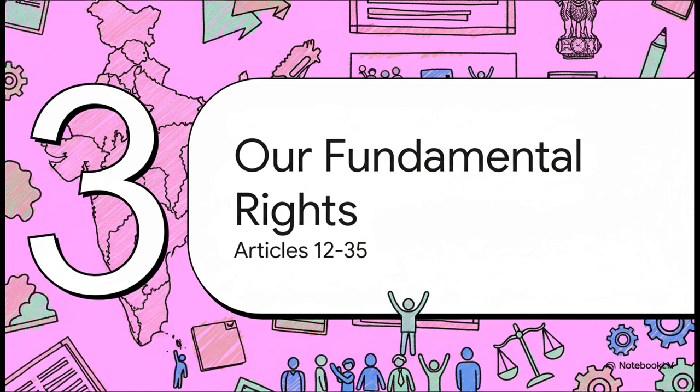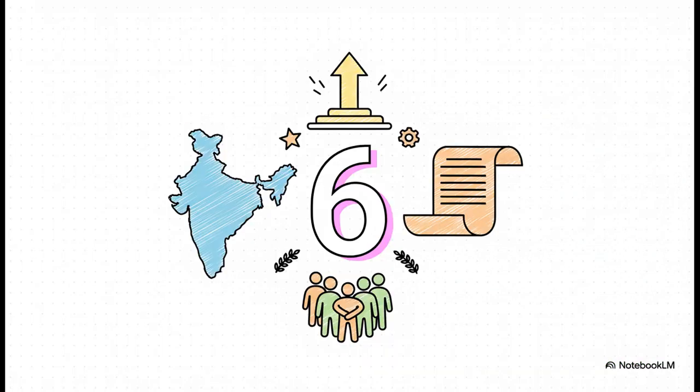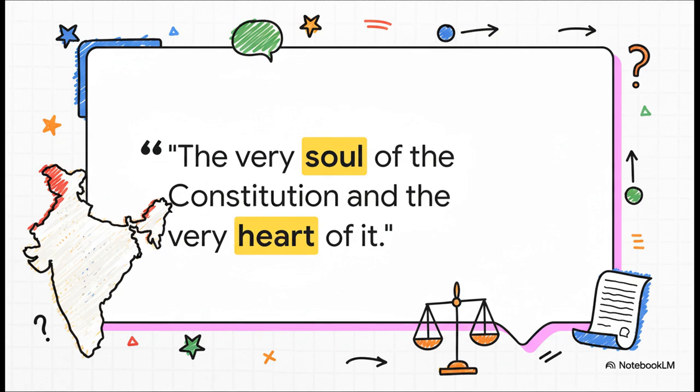Okay, so we've got our house, and we know who lives in it. Now for the most important part of all, the house rules. These are our fundamental rights. Think of them as the non-negotiable, unbreakable rules that protect every single person in the house. They're your shield. The Constitution gives us 6 main categories of fundamental rights. And these are not just suggestions, they are rock-solid guarantees. They cover everything from equality and freedom of speech to protection from exploitation, basically the foundations for a life of dignity.